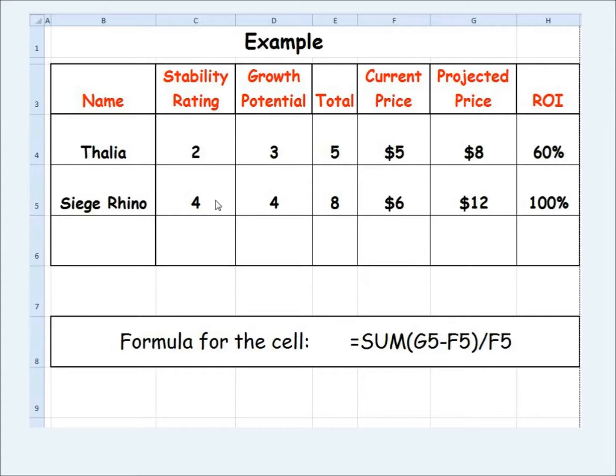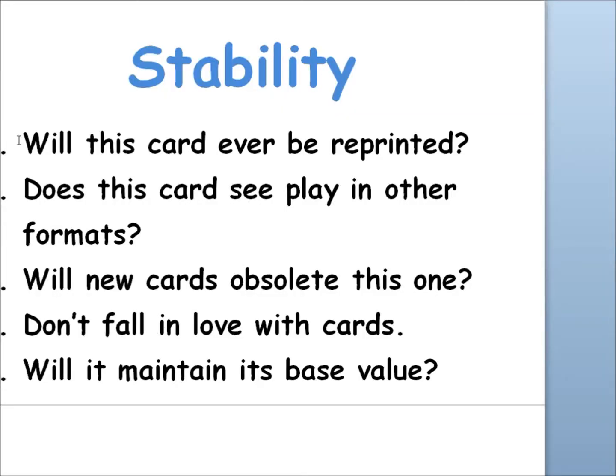That's one of the things about Siege Rhino. If we jump over here, will it ever be reprinted? I don't think it's going to get reprinted, because right now it's such an annoyance for people in Standard. People hate playing against Siege Rhino. And Wizards typically tries to avoid reprinting cards that annoy players. It's not always the case, but, you know, i.e. Thoughtseize. But they try to avoid that.